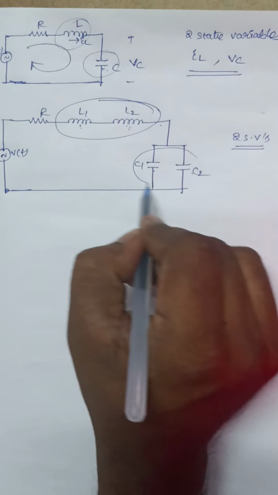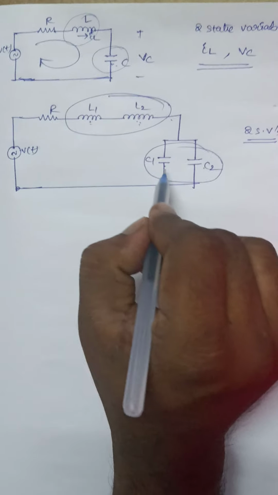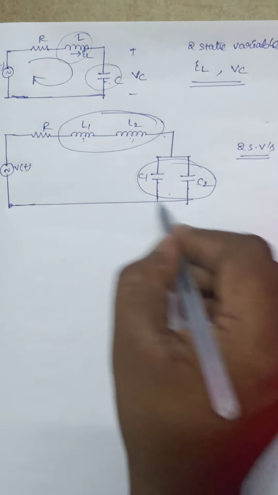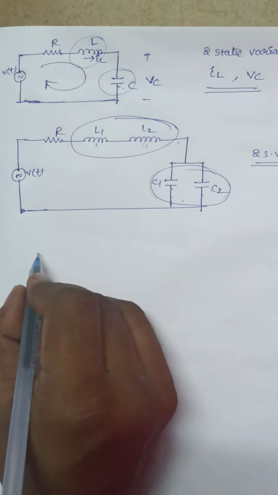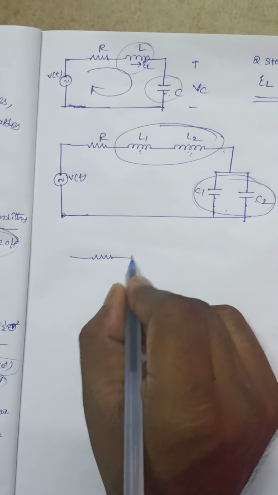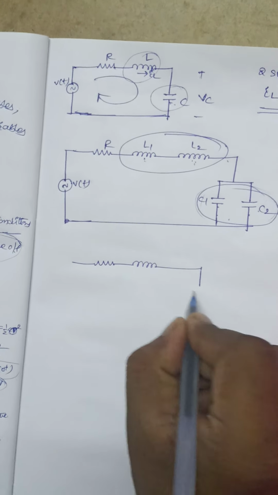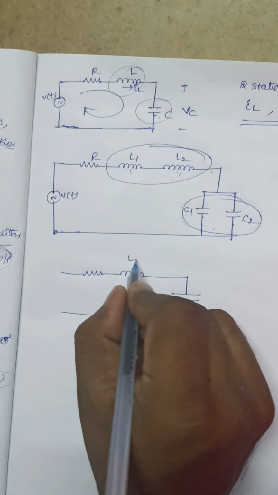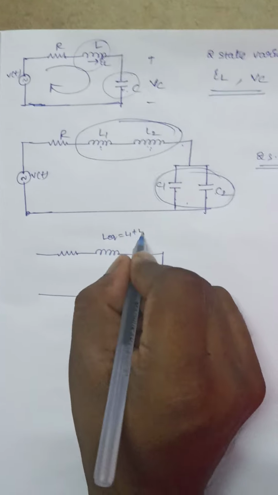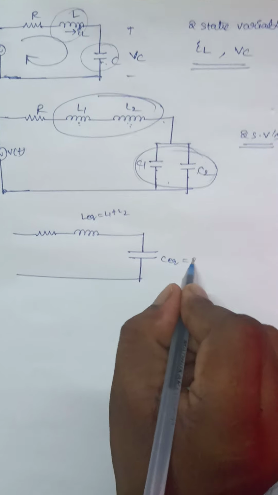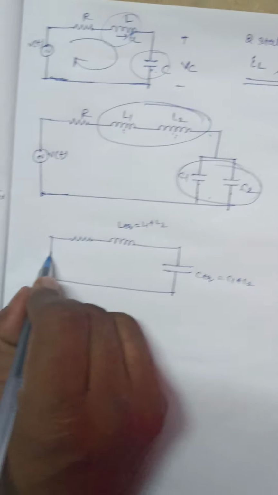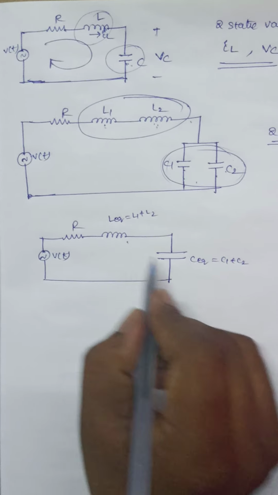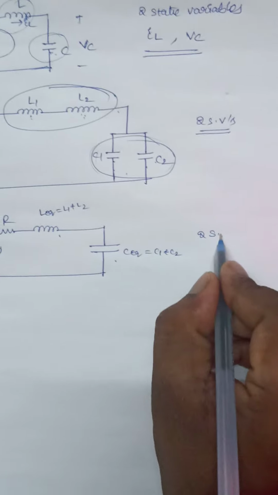I can reduce these two capacitors, since they are connected in parallel, into a single capacitor like this. This is a resistance, this is an inductance, and this is the capacitance. So L equivalent is equal to L1 plus L2 and C equivalent is equal to C1 plus C2. Now there are only two energy storage elements, L and C, so there will exist two state variables.